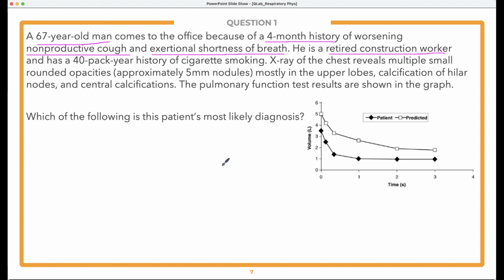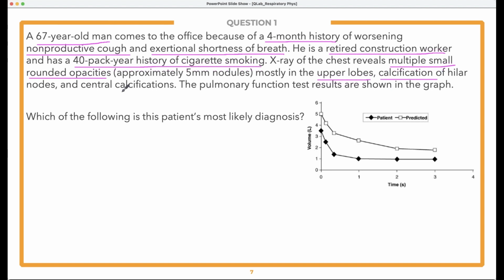And he also has a 40-pack year history of smoking. So that is high yield, that he has a high risk of pulmonary disease with the smoking. So he's got a few risk factors here, and we have to think about that. The X-ray shows multiple small nodules. So the small rounded opacities are kind of high yield there. What are we looking at there? And it's in the upper lobes. Okay, location is key in this one as well. That's a clue. And the fact that they are calcified is pathognomonic for something.